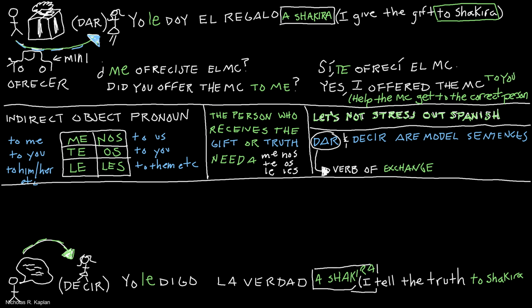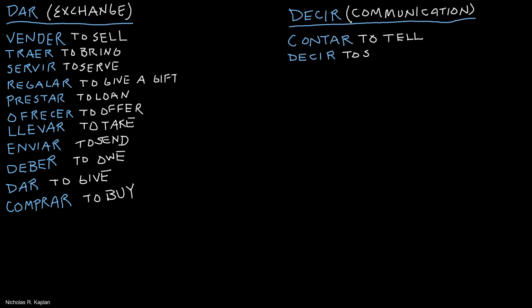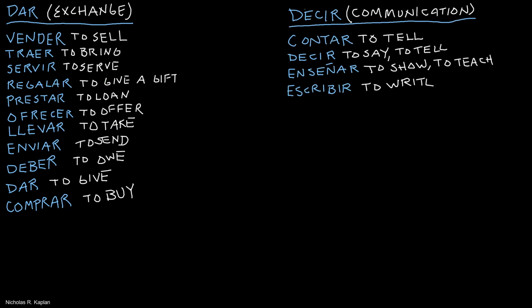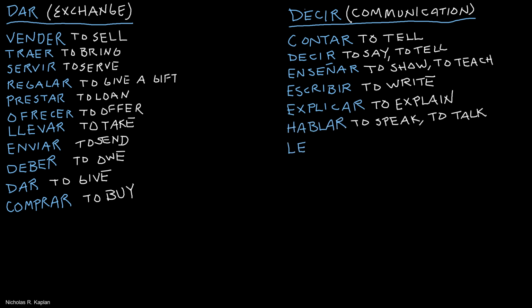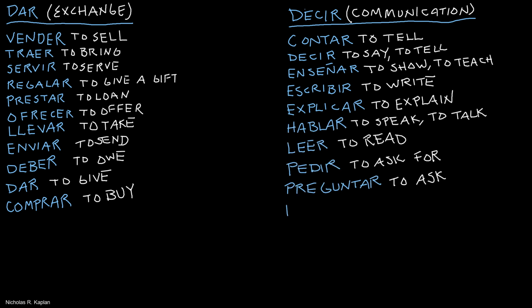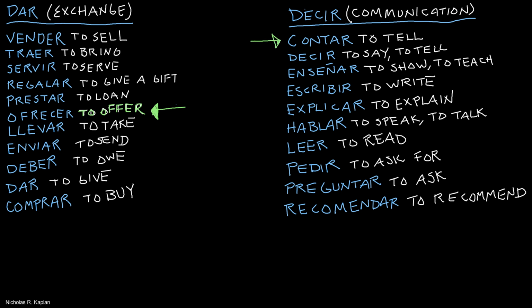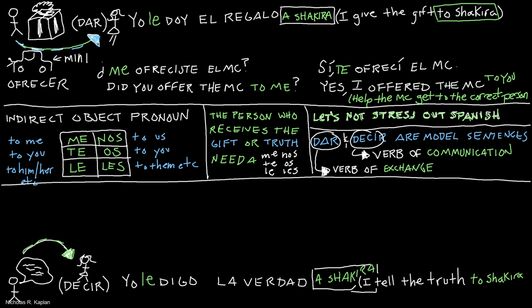Let's go back down here to the verb decir, which is a verb of communication. And there are other verbs that work just like this one. Contar, decir, enseñar, escribir, explicar, hablar, leer, pedir, preguntar, recomendar. Let's write a sentence with contar. And I could say, did you tell the secret? ¿Contaste el secreto? But I want to say to someone. So maybe like, ¿contaste el secreto a los niños?